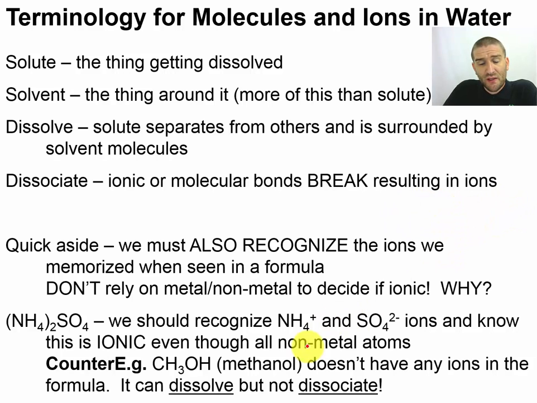So, covalently bound, not going to dissociate. Can dissolve, but will not dissociate. That's a key thing to recognize. So make sure that you're very good at identifying things that are polyatomic ions and being able to determine whether or not they're acting as an ion, or if it's something that happens to look like an ion but won't be. So make sure you can spot those.